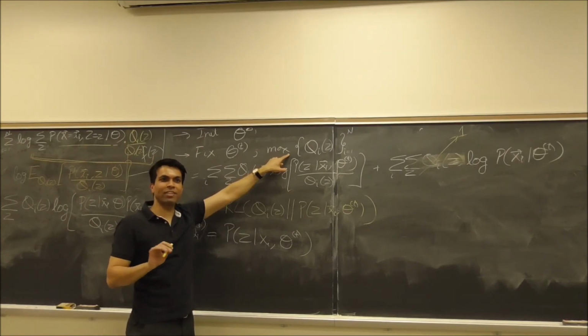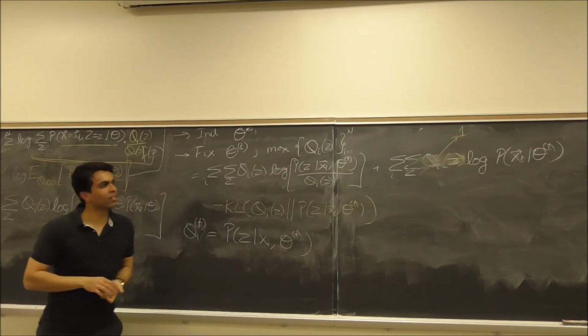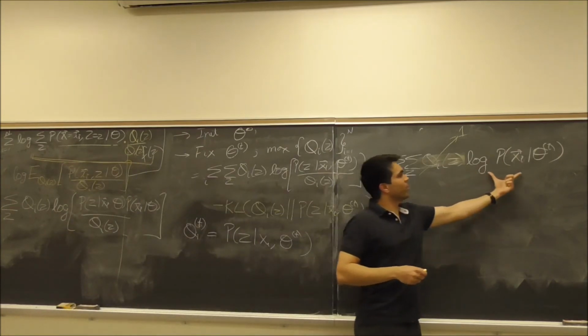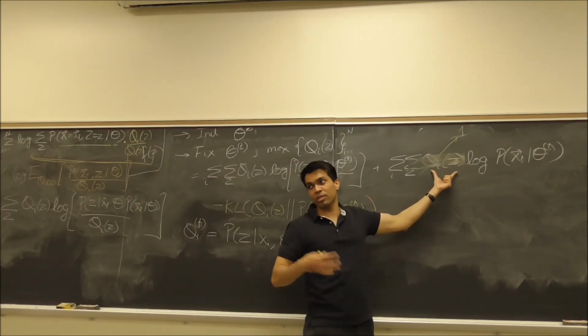Everybody with me so far, hang in there? Why did you erase the Q? Why? Because this one doesn't depend on z, there was a summation on z, so the distribution sums to 1.